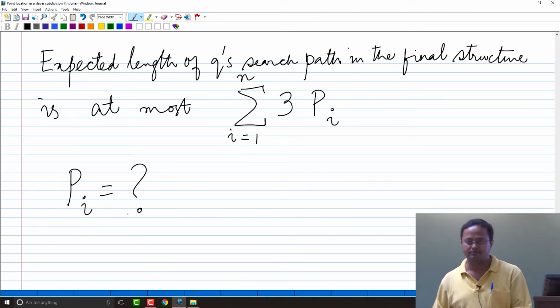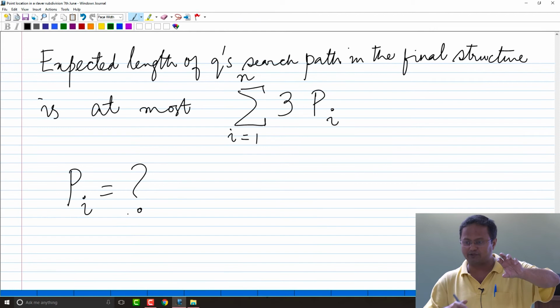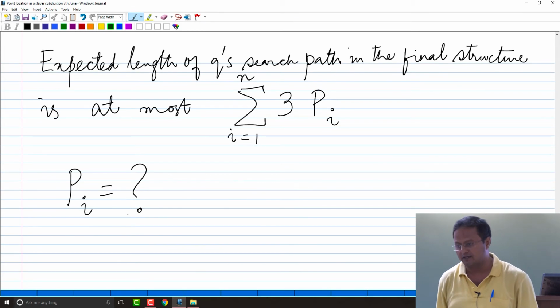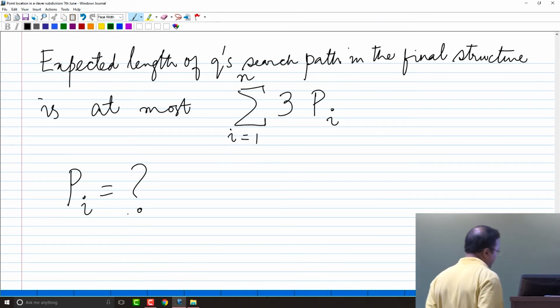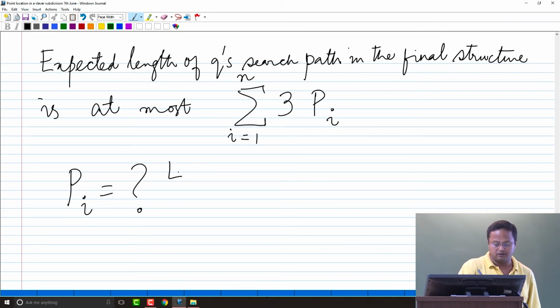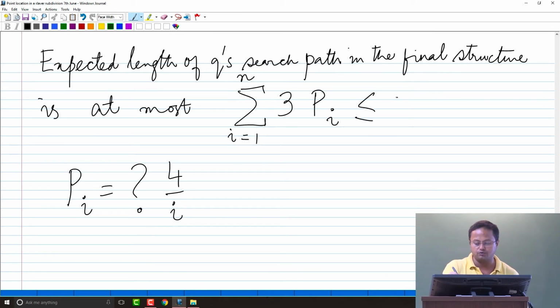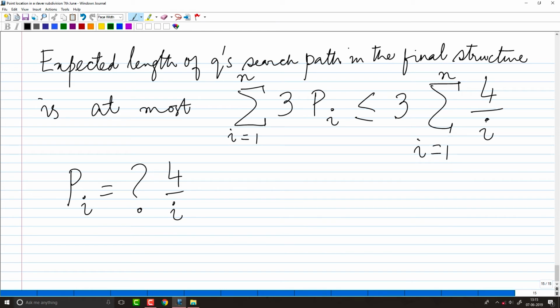Backward analysis. What is pi? We have done this earlier, no? It will fall if this trapezoid, if any one of this or this was the last inserted line. So, 4 is your favorable, and in all you have I many. So, this is now summing to 3 times the sum from I equals 1 to n of 4 by I, and you know that the summation of 1 by I is a harmonic series. So, you would get to say 12 log n.